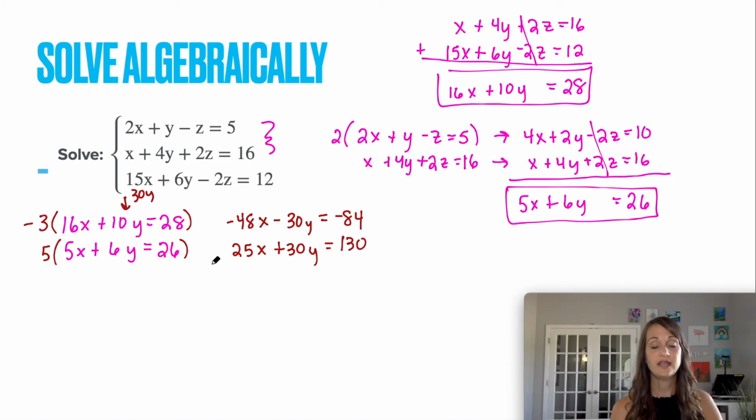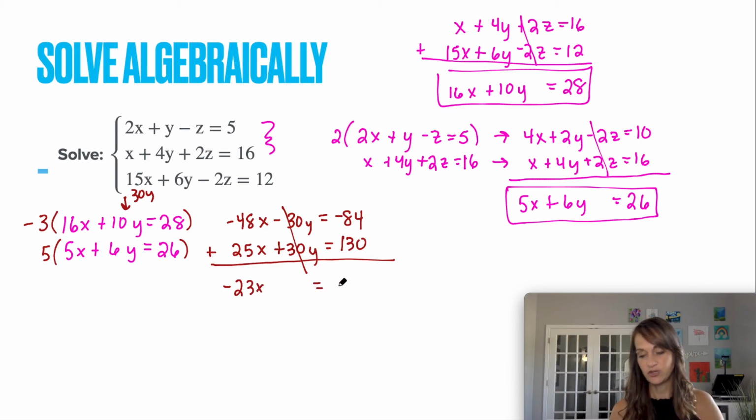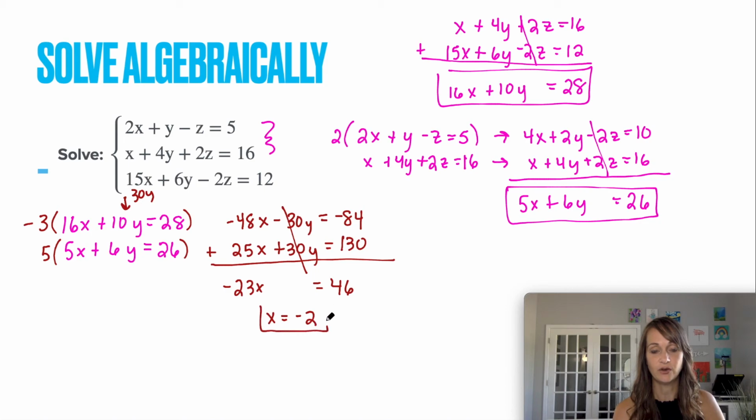Now we can eliminate the y's, and we're going to add these. So negative 48 and 25 are going to give me a negative 23x. Negative 84 and 130 is going to give me 46. If I divide by a negative 23, I will get x equals negative 2. Okay, we have found one variable. Two more to go.